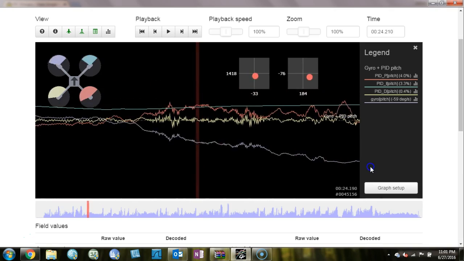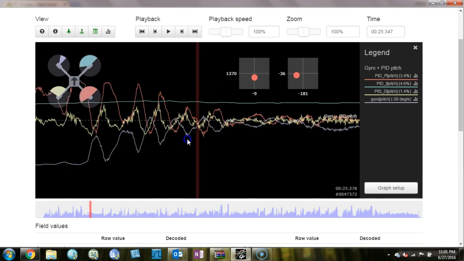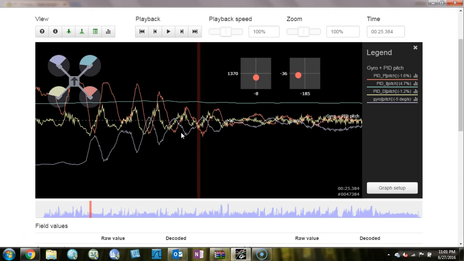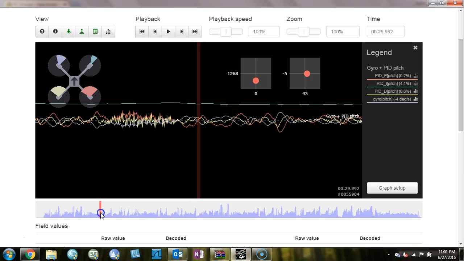Is this prop wash? Was your throttle low? No. Your throttle was not low. We're just seeing some oscillation here. So, maybe you don't want to raise your P. Maybe it was just a very gradual stick move going into that flip.